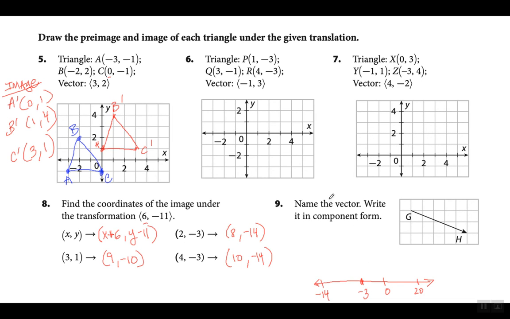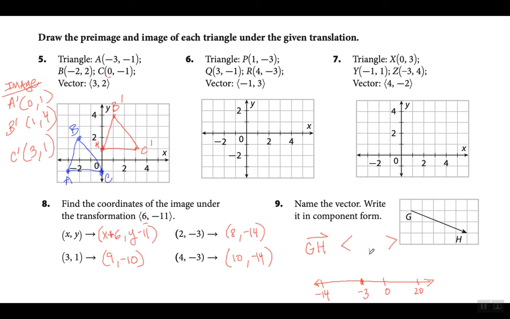Okay, last one. Name the vector. Write it in component form. To name the vector, I would put this symbol. I start with the initial point and then the terminal point. So that's the name of the vector right there. And then to write it in component form, I would do these little, I'm not sure what the correct term is for these, I'll call them sideways V's or something.